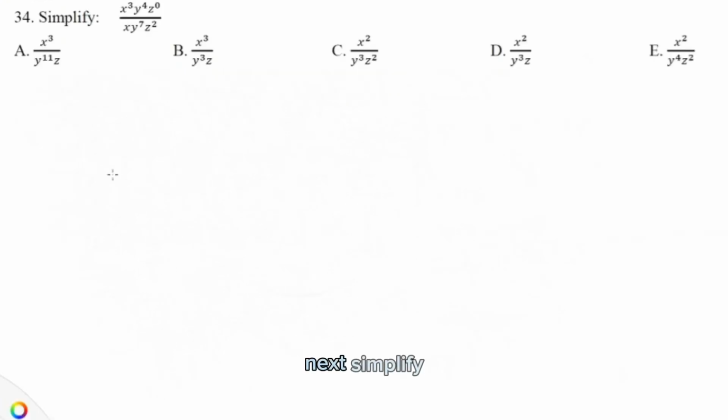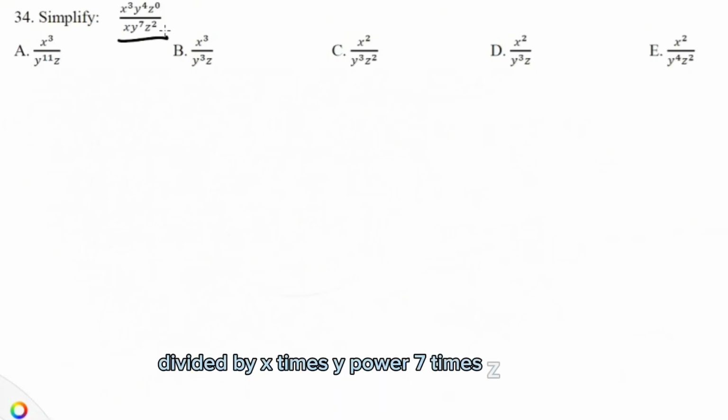Next, simplify this right here. So we have x to the power 3 times y to the power 4 times z to the power 0, divided by x times y to the power 7 times z squared.